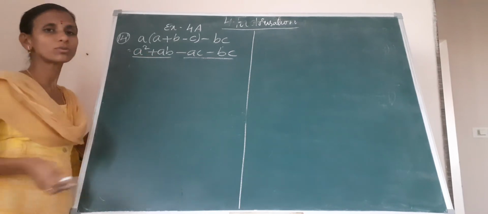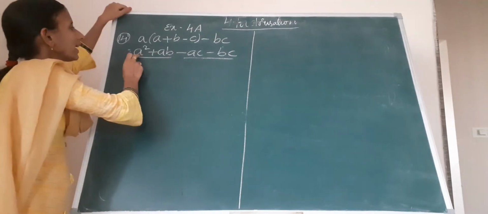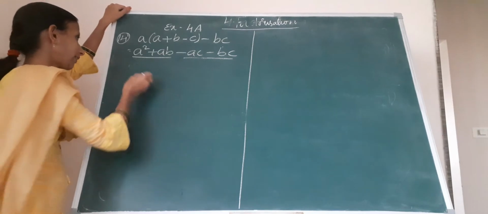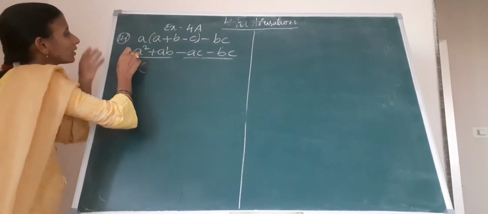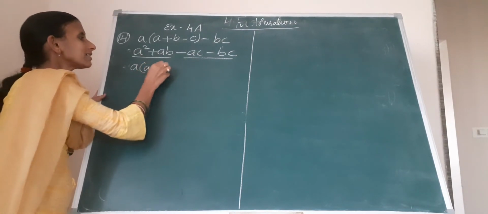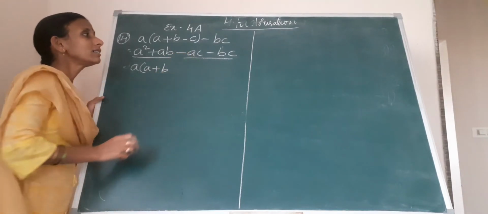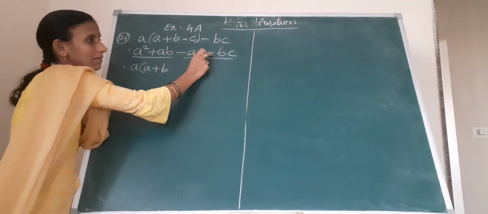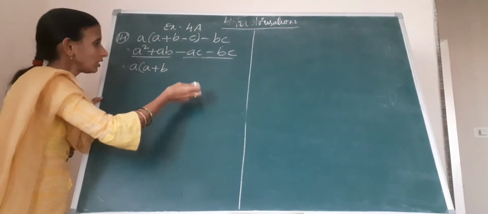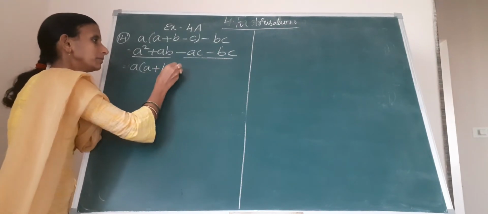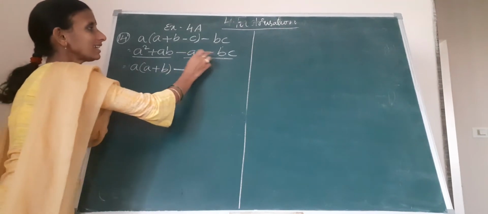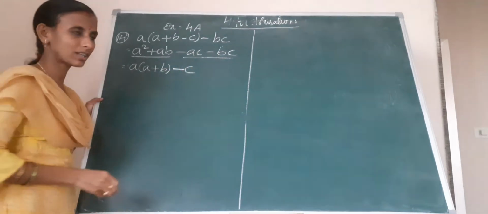So in these two terms what is common here? A. So A we will take it out as a common. So what is remaining? A plus B. And here what is common? Minus is common in both the terms. So we will take minus C. So that C also we will take it out as a common.